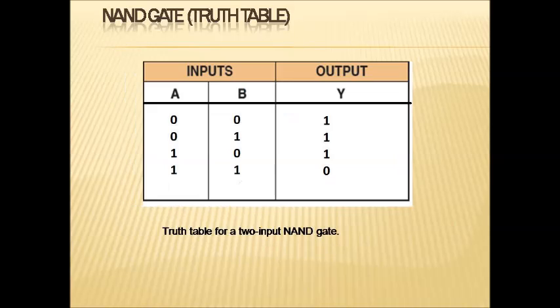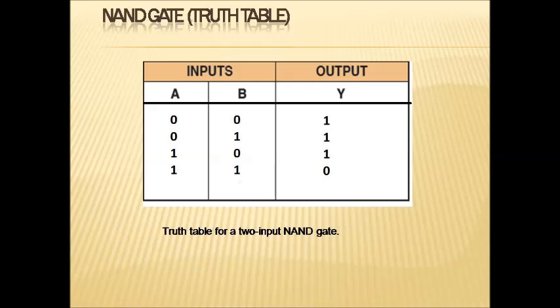Okay, here you can see the truth table of a NAND gate. Here we have the two variable NAND gate. A and B are the two input variables and Y is the output variable. So here you can see that it produces 1 in the output in all cases except when A is equal to 1 and B is equal to 1.